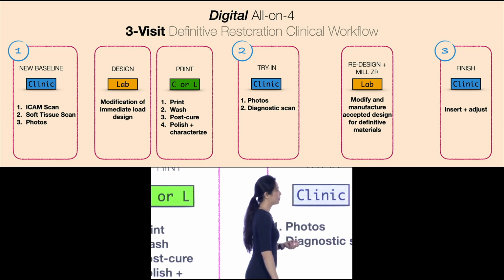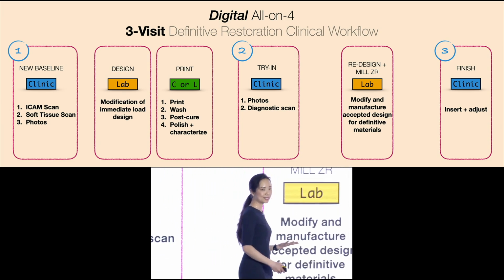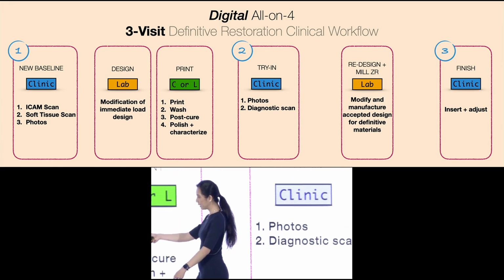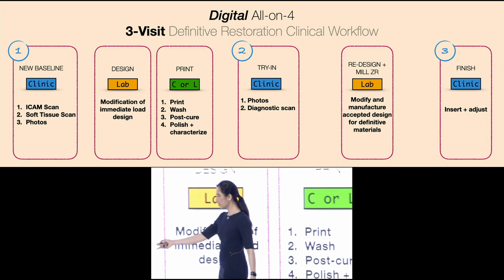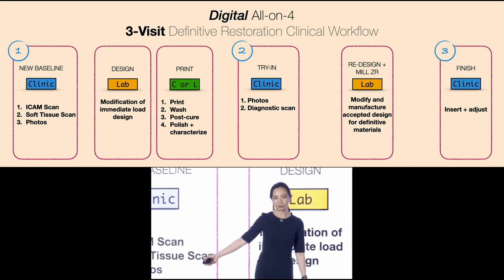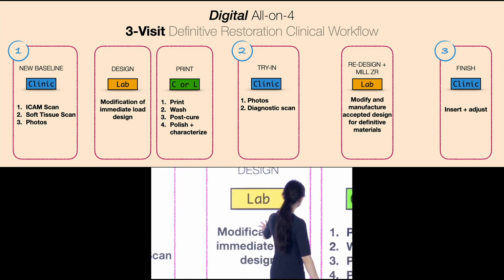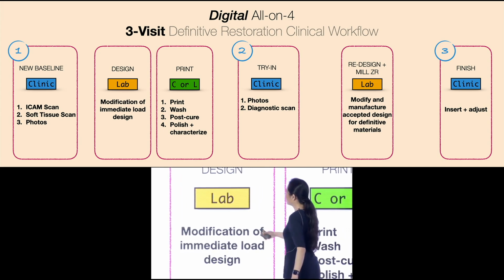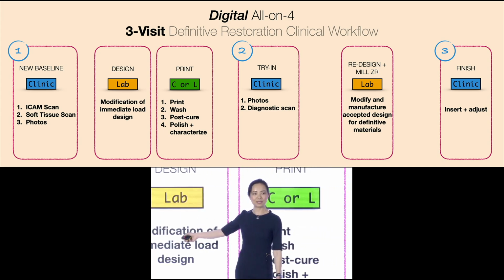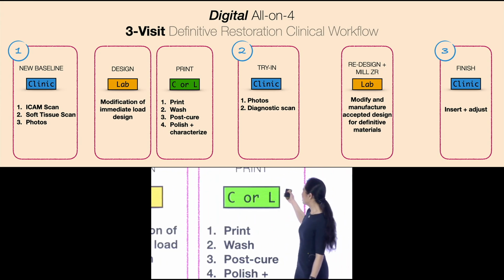In order to go to finish from here, we're looking at a similar workflow where we start with a new baseline, where we accept that on the day of the initial iCam scan, there might have been some changes. We still need to do a new soft tissue scan because the soft tissue would have remodeled at this point, and we finish with photos. From there, we move on to a new design. I usually try not to do it on the same day. I give the lab plenty of time to mess around with the design, that way I can evaluate and suggest changes prior to committing to a print.